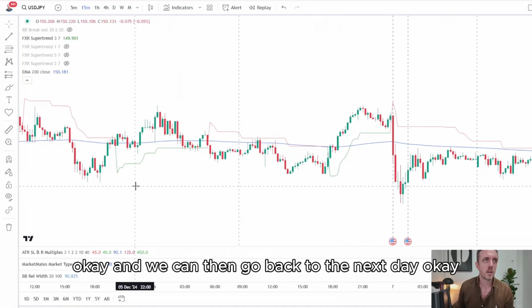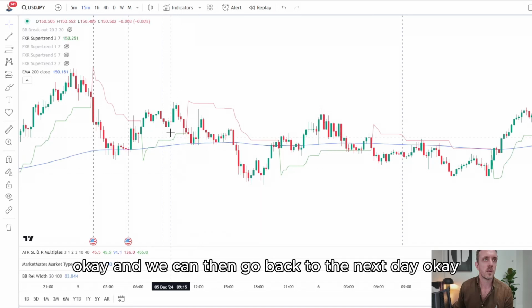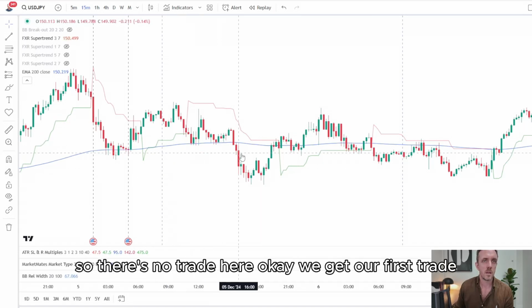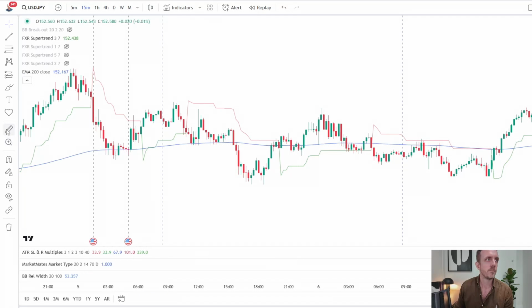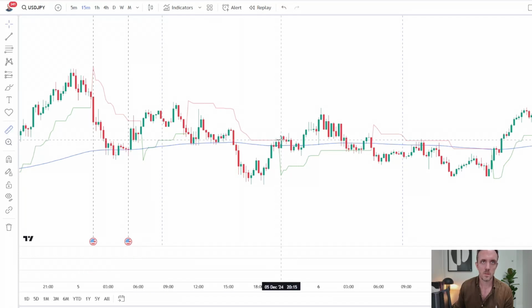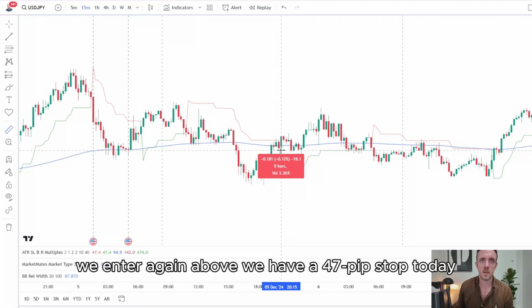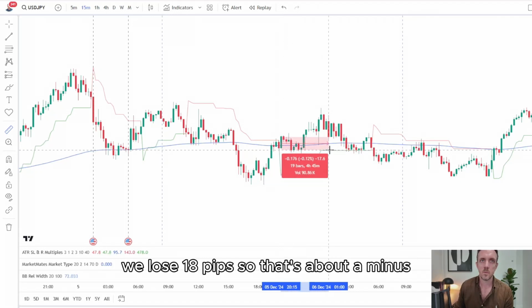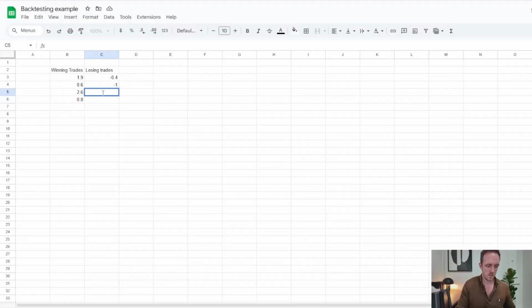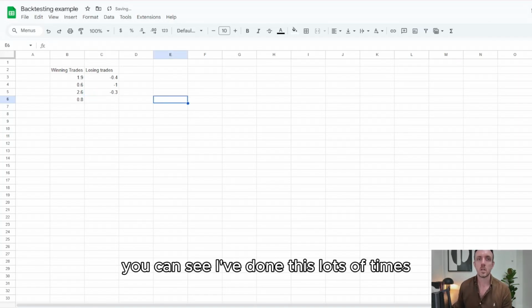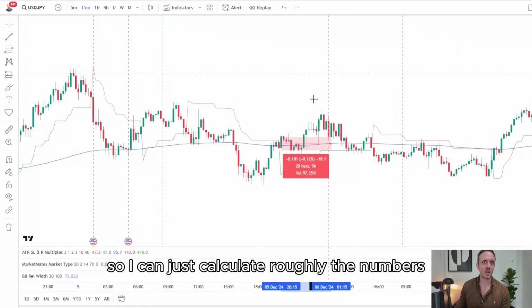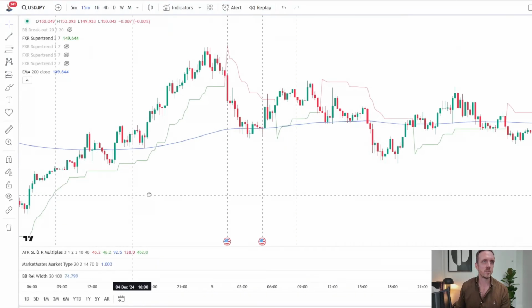And we can then go back to the next day. Okay, so there's no trade here. Okay, we get our first trade. Over here we enter, again above. We have a 47 pip stop today. And it goes down, hits our stop, we lose 18 pips. So that's about a minus 0.3R loss. You can see I've done this lots of times, so I can just calculate roughly the numbers.